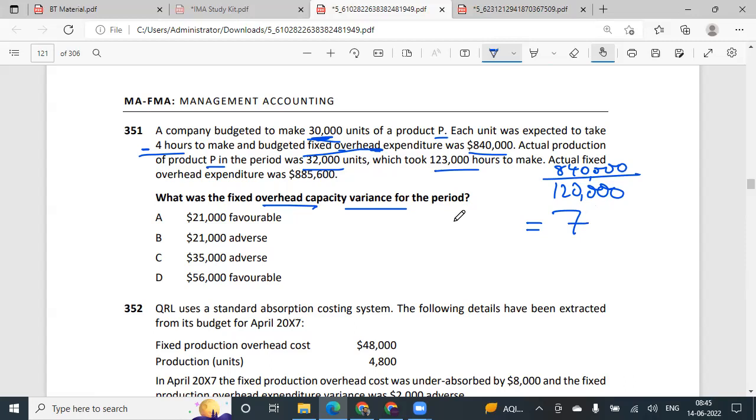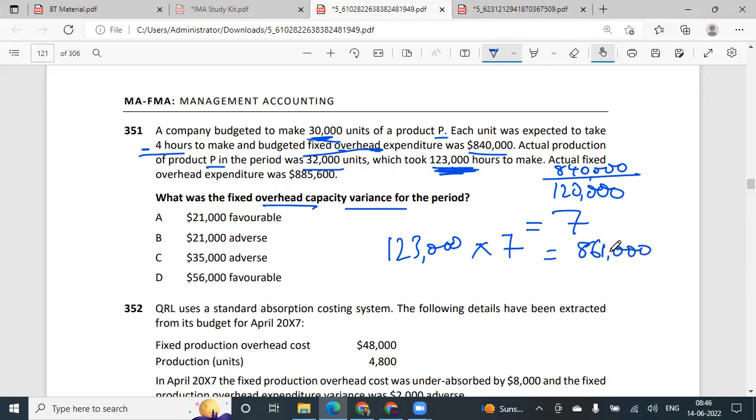अब यहाँ पे 7 आ गया मेरे पास, ये क्या है फिक्स्ड ओवरहेड अब्जॉर्प्शन रेट। अब फिक्स्ड ओवरहेड अब्जॉर्प्शन रेट को मुझे किससे मल्टीप्लाई करना होगा? एक्चुअल आवर्स। एक्चुअल आवर्स कहाँ है यहाँ पे? 1,23,000। यस और नो। तो 1,23,000 into 7 is equals to how much? 8,61,000.